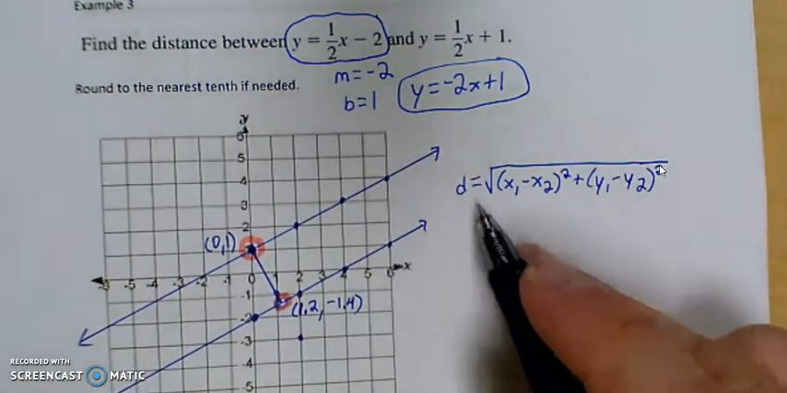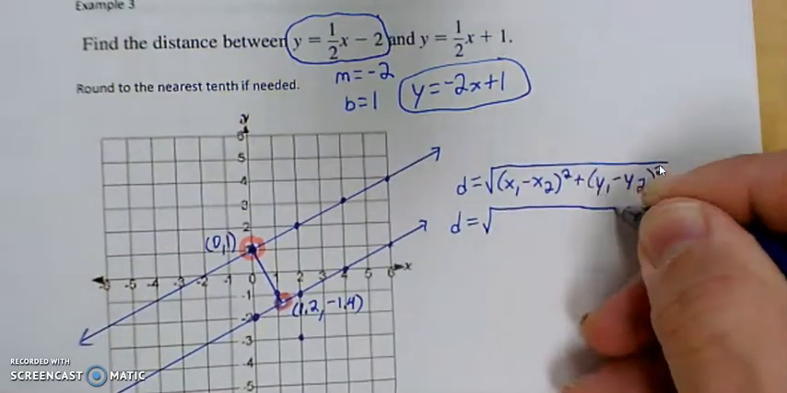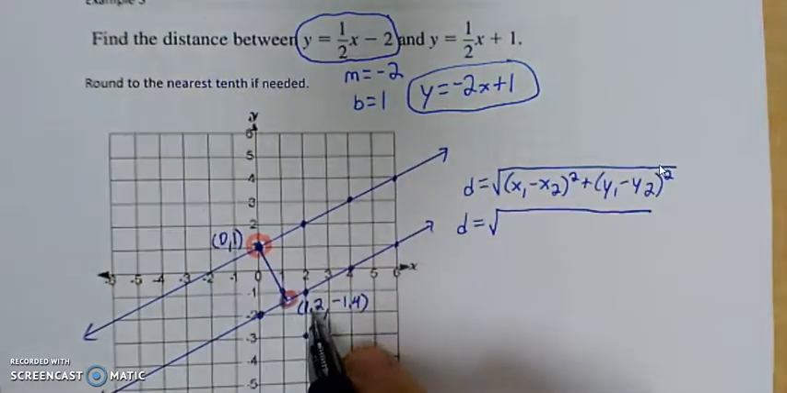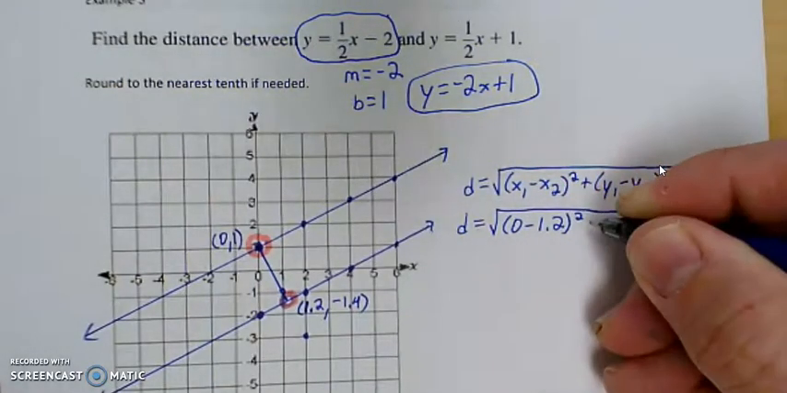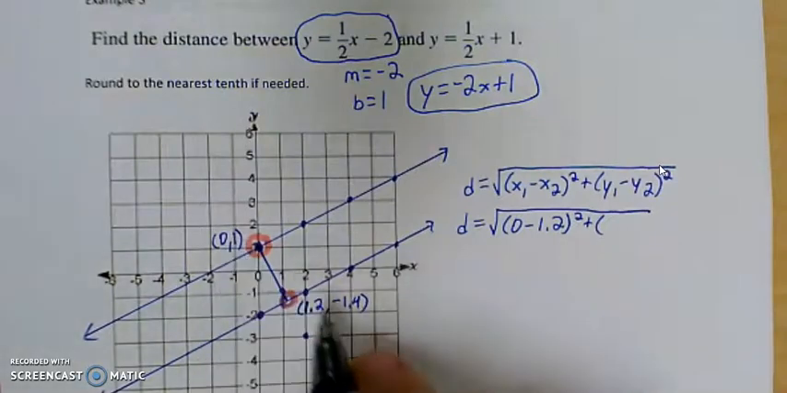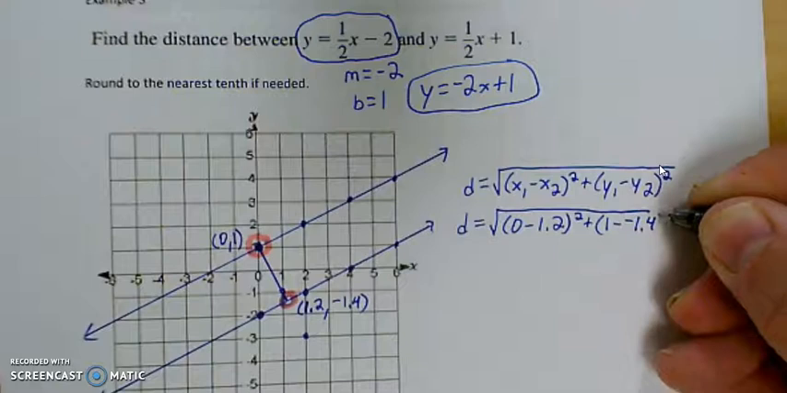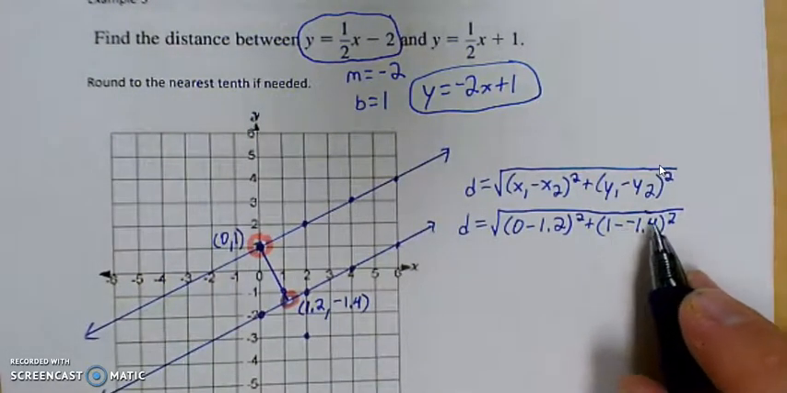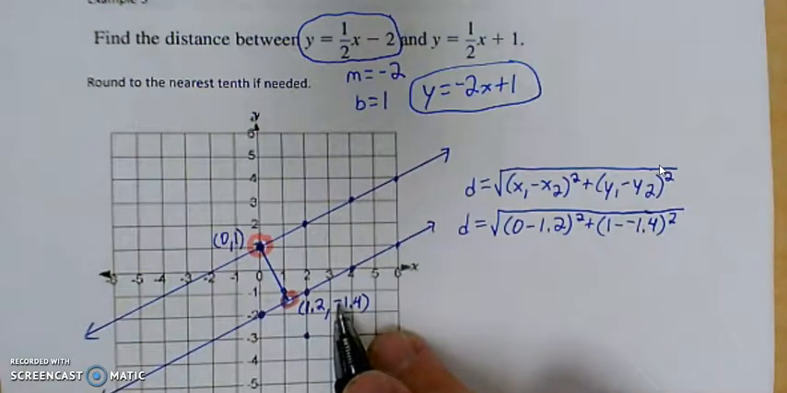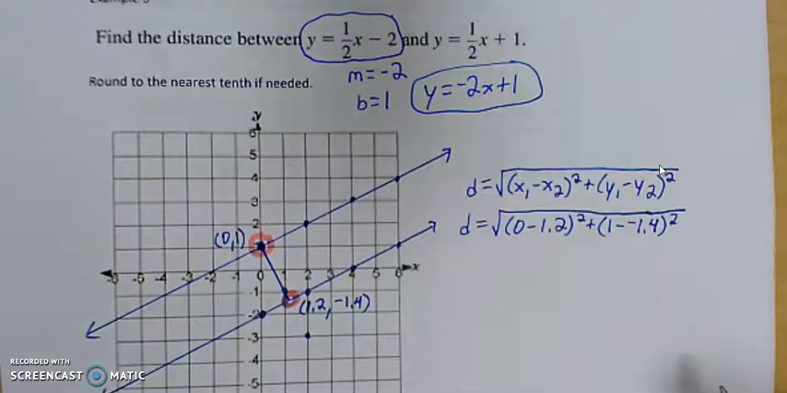So now, let's take a look. Distance is equal to, all I got to do is just drop these values in. So I'm going to do 0 minus 1.2 squared plus 1 minus -1.4 squared. If I see people make a mistake, it's because they just put minus 1.4 where it was clearly minus -1.4. So do watch out for that. You might have made that mistake on the previous problem if you were trying to follow along.